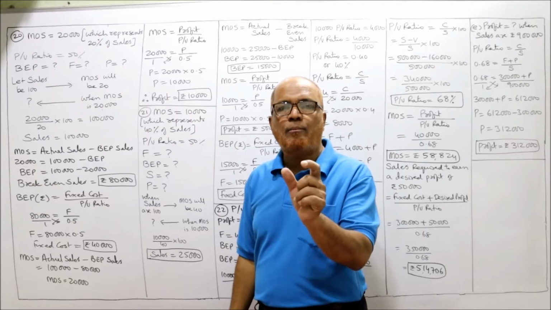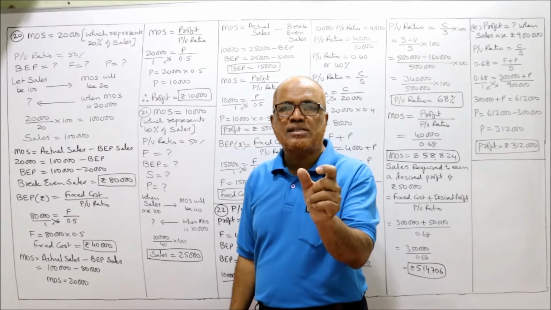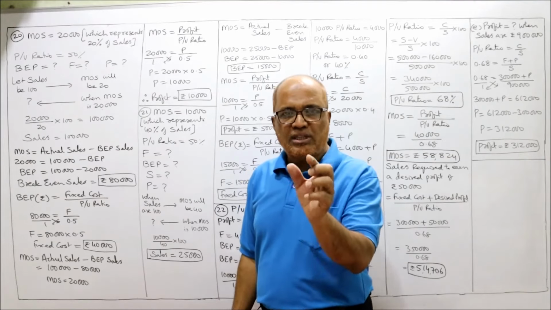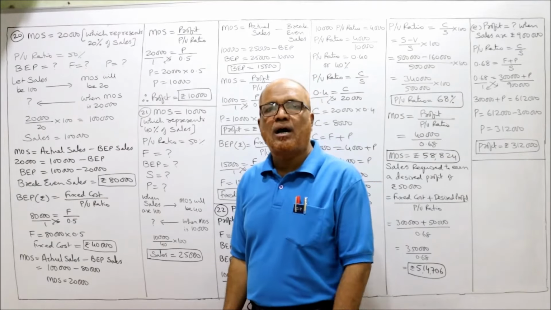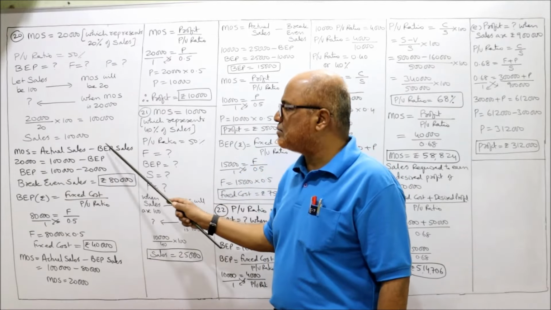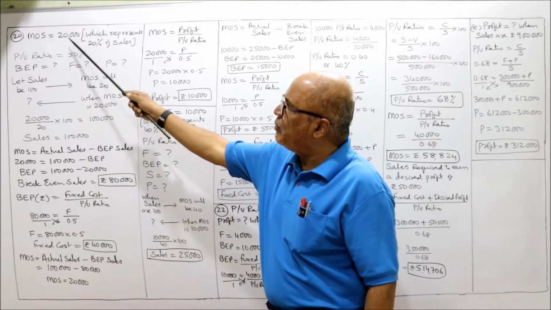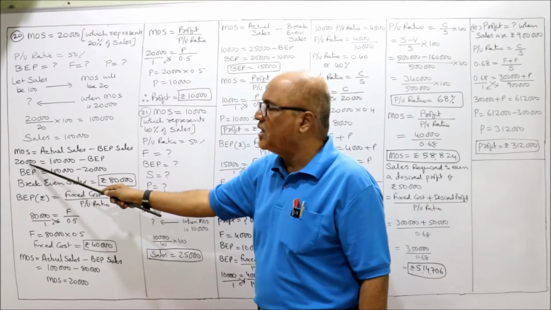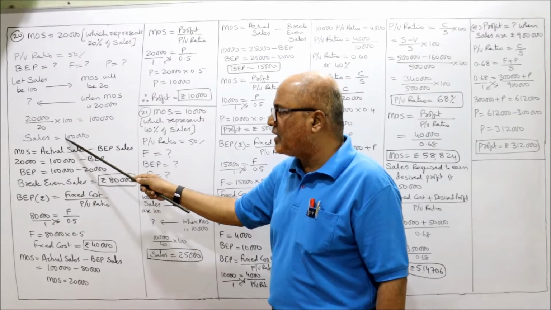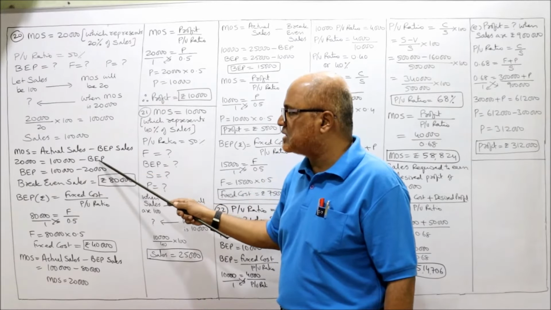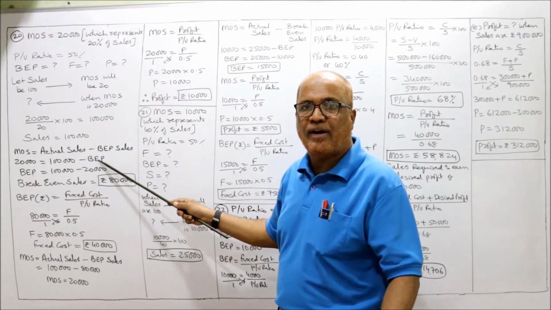So we have the formula MOS is equal to actual sales minus break-even sales. One formula is there. By using this formula, we can calculate the BEP. So actual MOS is equal to actual sales minus BEP sales. How much is the MOS given? 20,000. In place of MOS, I am writing 20,000. Actual sales, just now we have calculated 1 lakh rupees actual sales. Minus break-even sales, BEP, we don't know, we have to find out.